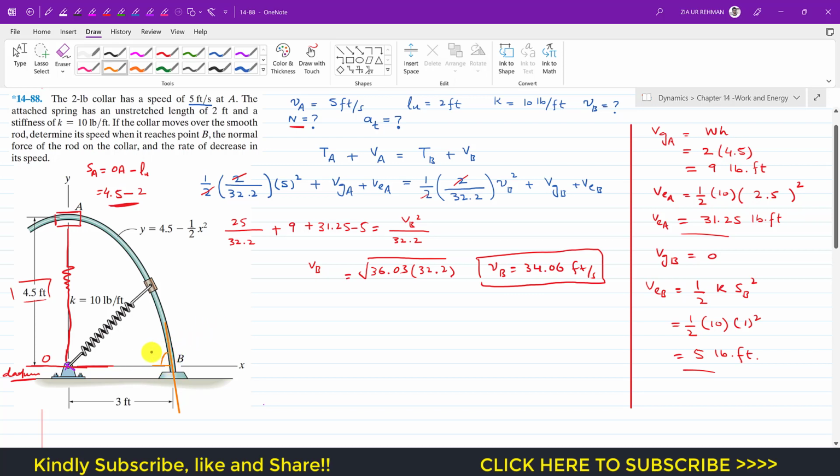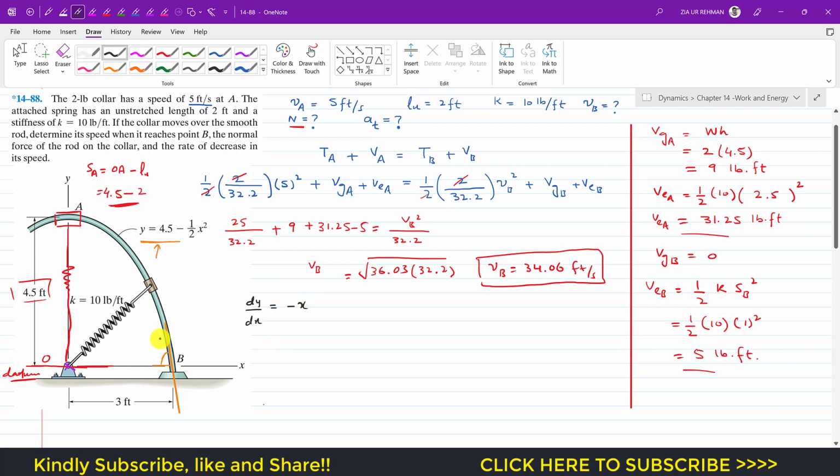This angle with the horizontal can be determined by taking the derivative of this y of x function. The trajectory of this collar along this rod is given as y as a function of x. So we have to find dy by dx. If we take the derivative, the derivative of 4.5, which is constant, is 0, and the derivative of this will be minus 1 divided by 2, and the x squared derivative is 2x. So this will cancel out, and we are left with minus x. So the derivative of this function is minus x.